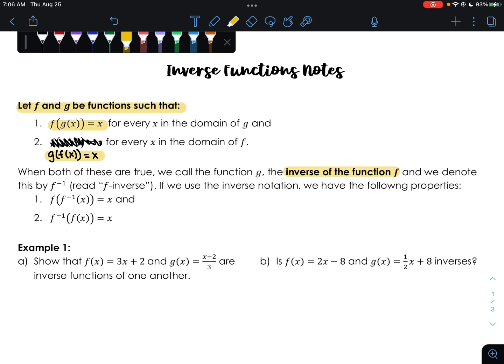And we're going to use the notation of f with a little -1, and we're going to read it as f inverse. So again, if I have f inverse of f of x equals x, and f of f inverse of x equals x, then they're inverses. Basically, if you perform the composition in either order, you should get x as your answer. If you get x for both of them, then they're inverses. If you do not get x for both of them, then they are not inverses.